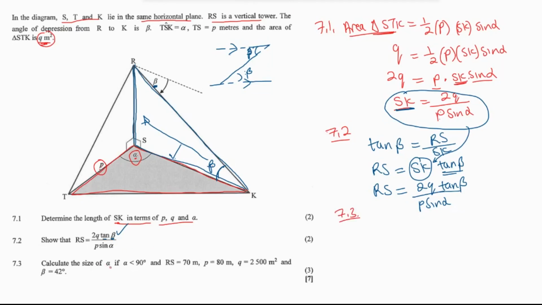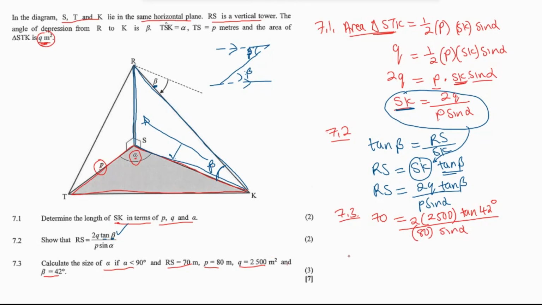And then 7.3. Calculate the size of alpha, if alpha is less than 90 degrees, RS is 70 meters, P is 80 meters, Q is 2,500 square meters, and beta is 42 degrees. So it's just a matter of substituting here. What is RS? RS is 70 meters, so 70 is equal to 2 times Q, which is 2,500, times tan 42 degrees, divided by P, which is 80, times sine alpha.